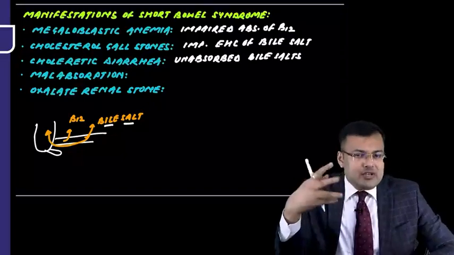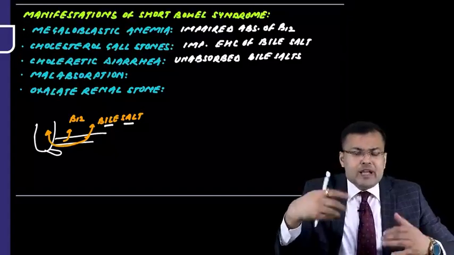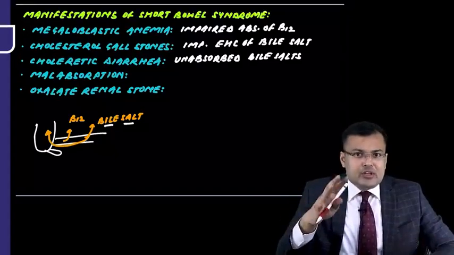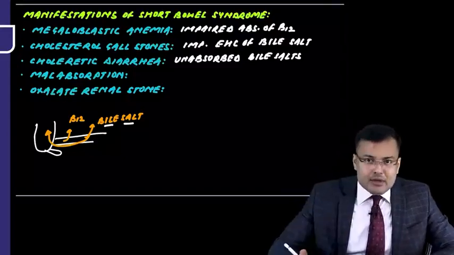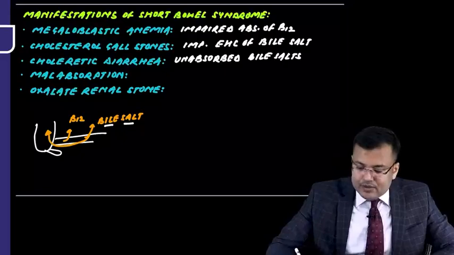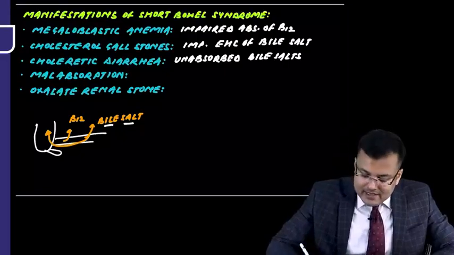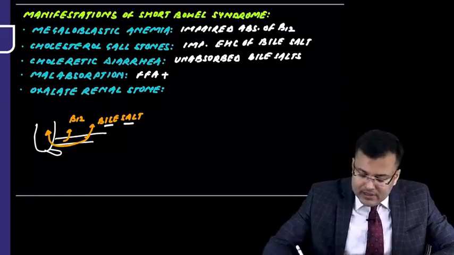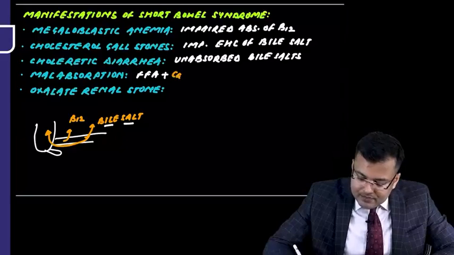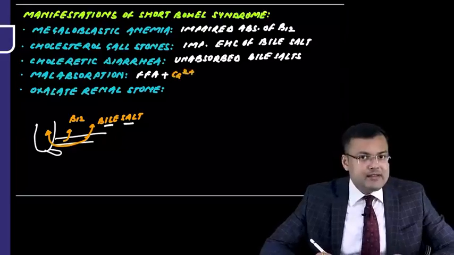Whenever we resect the jejunum, most of the absorption is occurring in the jejunum. So if there is loss of absorptive surface, what will happen? Malabsorption. If there is malabsorption, obviously free fatty acids will be there in the lumen because they are not absorbed. So what will happen? Free fatty acid binds with calcium.